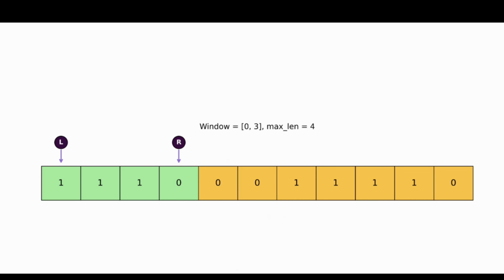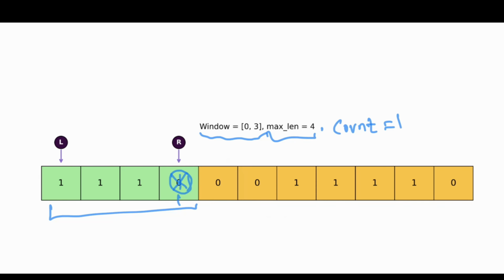And at this step, we can see our window is this, and we can flip this 0 to 1. It works like 1, and we have our count as 1 since we have one 0 in our window. Okay, we have our count as 1, the maximum length is 4 since we can flip this value and it's same as 1, and the start and end of our window are 0 and 3.